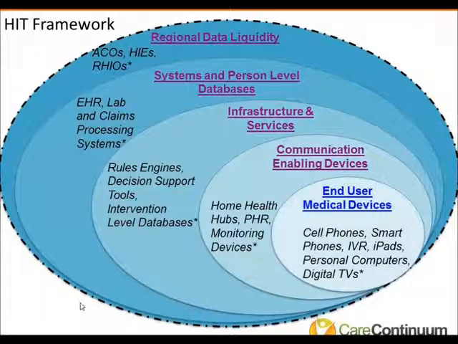Finally, we have end-user medical devices, and this is, I think, one of the most exciting and fastest growing components of the health information technologies that we identified in driving the success of population health management intervention. This component of the framework includes devices used by healthcare consumers to communicate and exchange information with healthcare providers, but also among a variety of healthcare providers, not just their physicians, but some of the other non-physician practitioners who may be helping to manage their care.